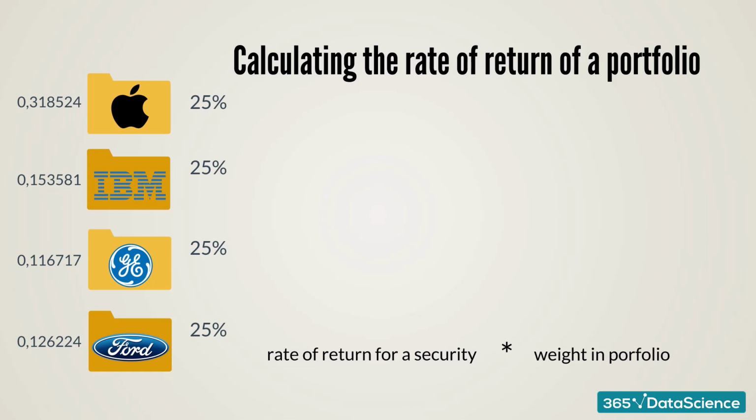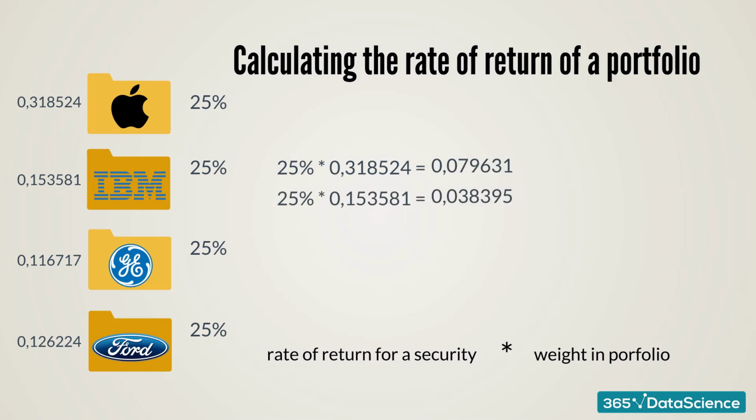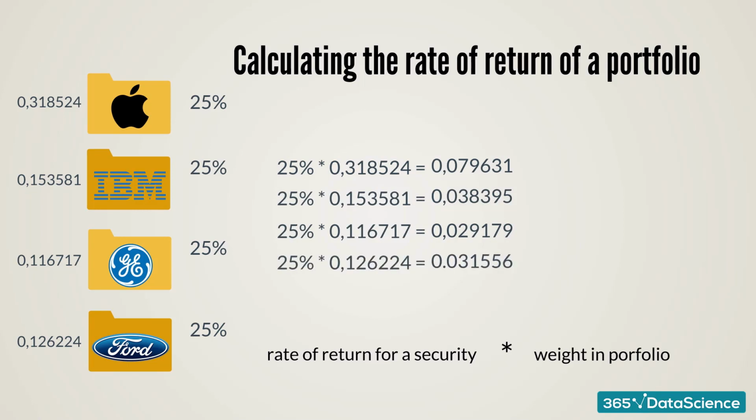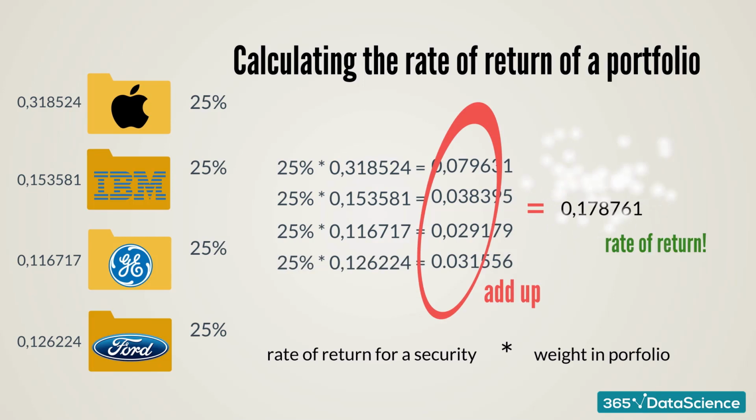I'll multiply 25% by Apple's rate of return, 25% by IBM's return, 25% by GE's return, and 25% by Ford's return. The sum of the 4 components gives us the rate of return of the portfolio.